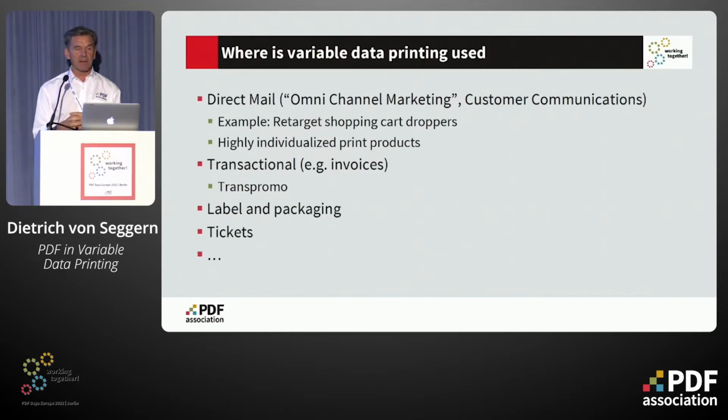Yeah? So there is direct mail, which in these days is one channel in omni-channel marketing. Omni-channel means you manage your customer communication and you use whatever channels you can use: newsletter, a website, whatsoever. And print is just one of the channels that you're using. And print, research says, is the one that has the most credibility. So a frequently used example: if you have a shop and then you have a shopping cart dropper, that means the shopping cart is still full, but he doesn't purchase.